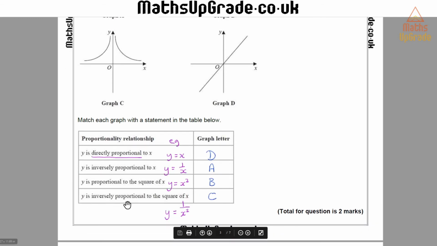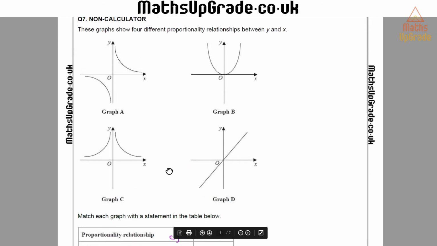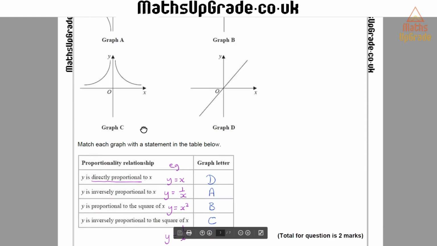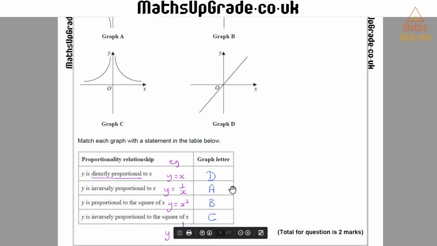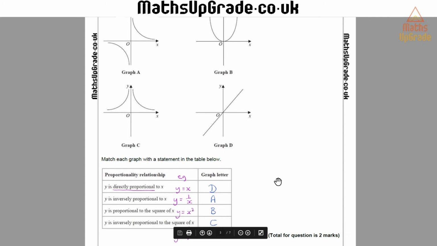Y is inversely proportional to the square of x. Okay, so that's what that one would look like there. The reason why it's got a line of symmetry down the middle is because when you square something, okay, even if it's negative, it turns into a positive value. So even when I square a negative value of x, it turns into a positive value. Okay, so that is the answers there for those graphs. Be sure to look at that really carefully because you do need to know that.